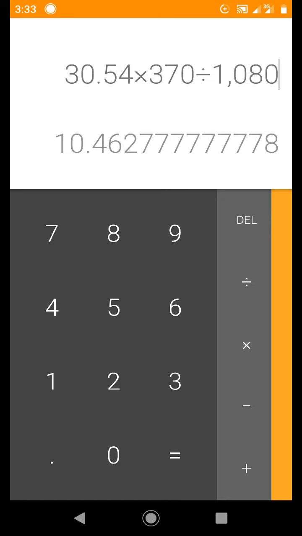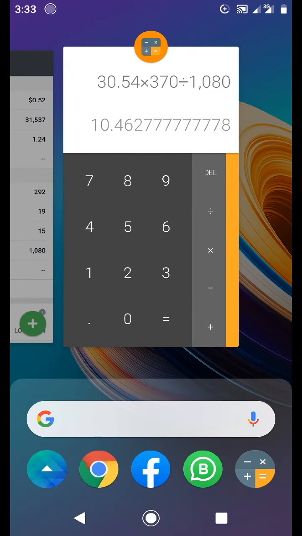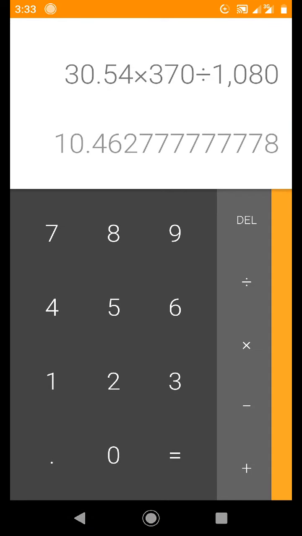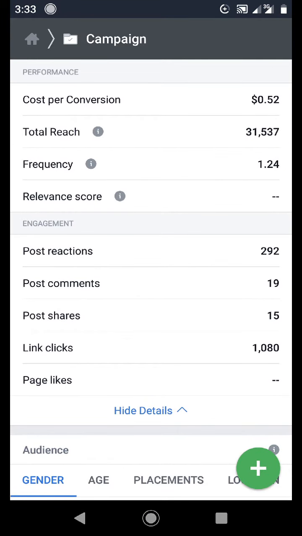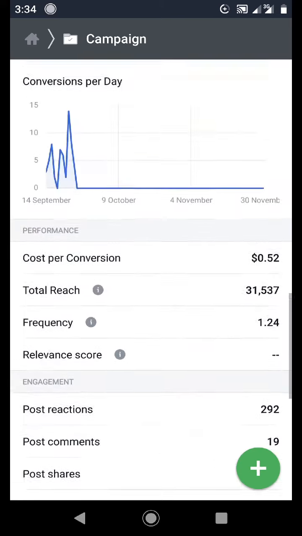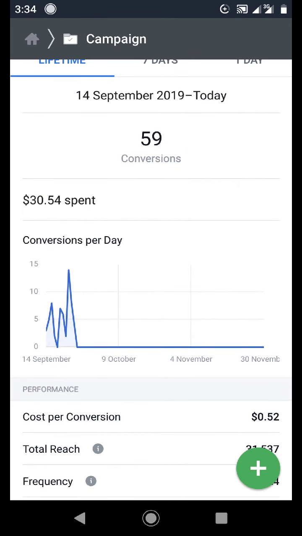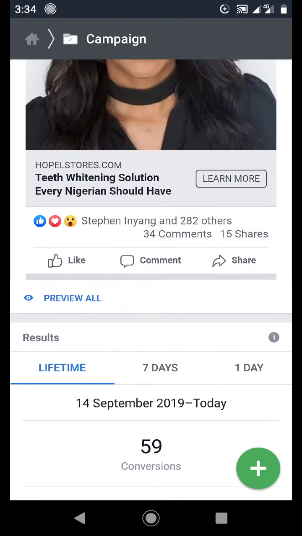Then I divide it by the link click, which gives me the exact amount I'm being charged per person that clicks. Now you can see this is 10.46, which is about 10 naira 50 kobo. Now that amount shows me that this image is good for this campaign.